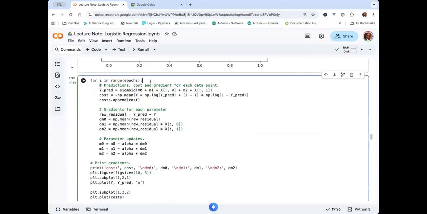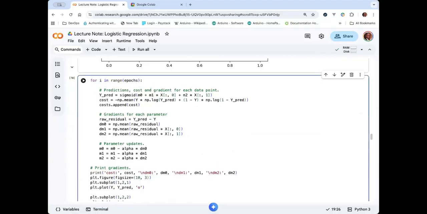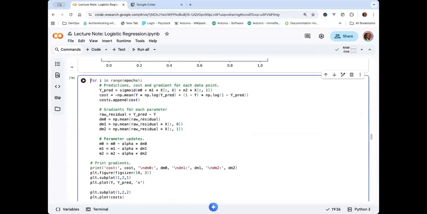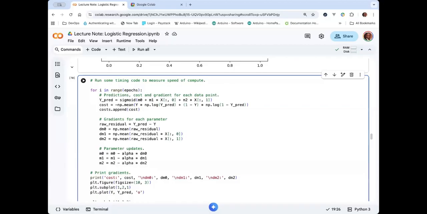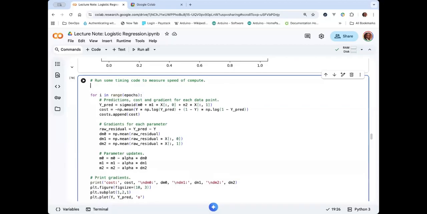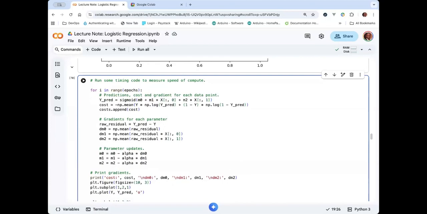We are going to run some timing to measure the speed of compute, right? This is just an aside, but it's good to be able to do some of this sometimes.